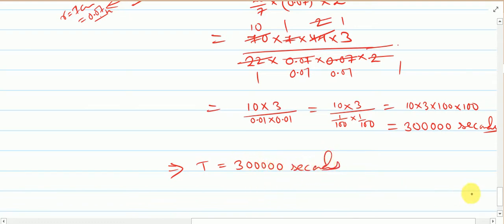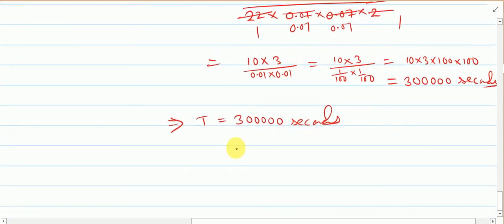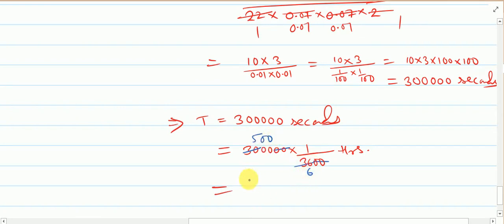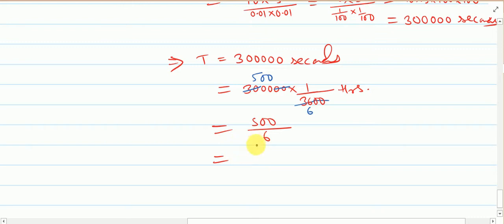Seconds. Now we will convert this into hours, okay. So in order to convert this into hours, we have to divide by 3600, hours. Now here the zeros cancelled, okay, and then 6 5s are 30 and 2 zeros, and 6 6s are 36, okay. So we got 500 upon 6. Now again we can divide by 2, so done.